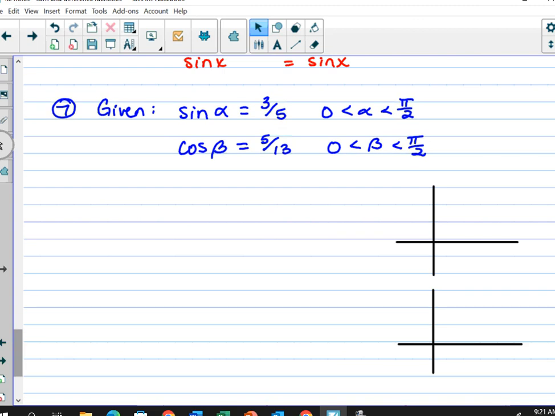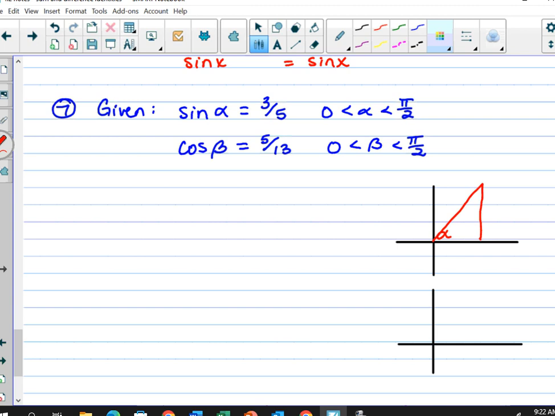Okay. Everybody have it written? Okay. So you are given information about two different angles here. You're given an alpha and a beta. We know the sine of alpha, and we know where alpha is located. When it says 0 is less than alpha is less than pi over 2, what quadrant am I talking about? First quadrant. So we're going to draw a little triangle in the first quadrant. This is my alpha triangle, okay? Sine of alpha is 3 over 5. So opposite is 3, hypotenuse is 5. What will the other side of that triangle be? 4. Okay.